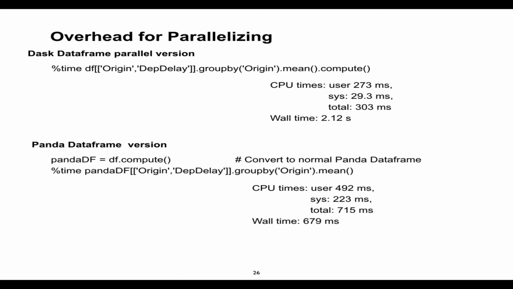The other thing, slightly interesting, is look at the CPU time: almost 500 milliseconds here, 273 milliseconds, 29 milliseconds, 200 milliseconds. So why is it that using the Dask version, the CPU time is significantly less, even though the wall time is significantly more? Because of the scheduler.